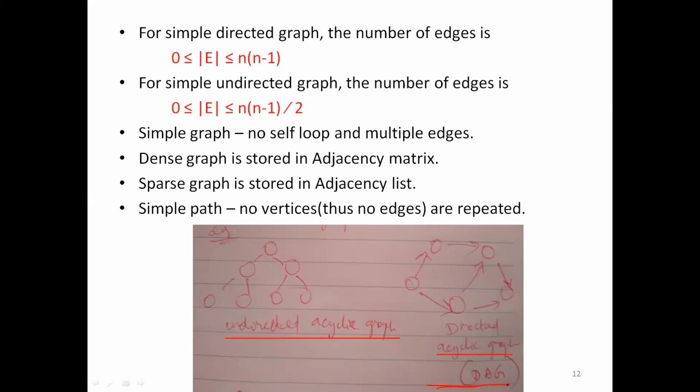And you know about digraph. Digraph is nothing but a directed graph. Here DAG represents a directed acyclic graph. In this right-hand side graph, you cannot form a cycle.